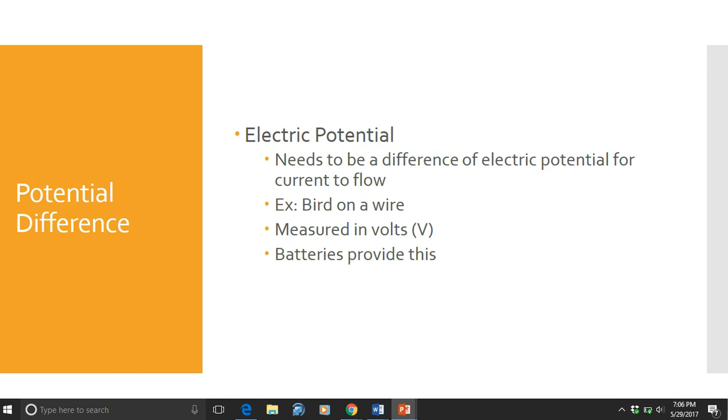Now, if the bird steps on another wire, if the electric potential is different between the two wires, then the current will now go through the bird as a conductor, and that's when the bird gets hurt. Batteries are going to be what provides this again.